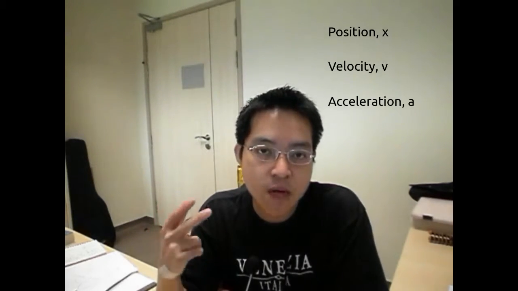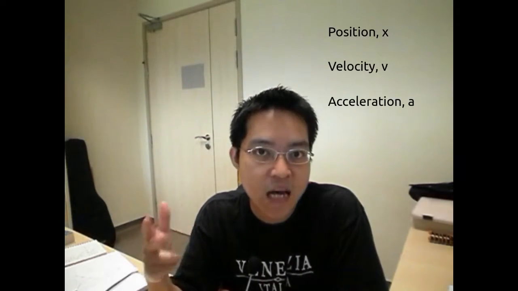Hi, in this first chapter, we will be talking about kinematics. Kinematics is the study of the motion of objects, and we want to describe how objects move over time. In order to do that, we need to understand three basic variables, which are position, velocity, and acceleration. And we need to know how these three variables change over time.